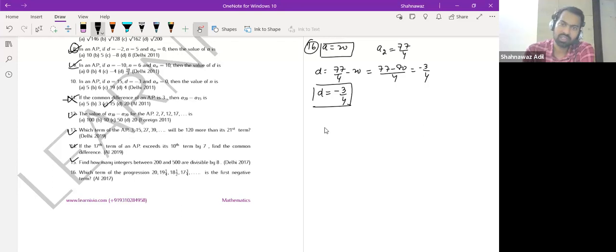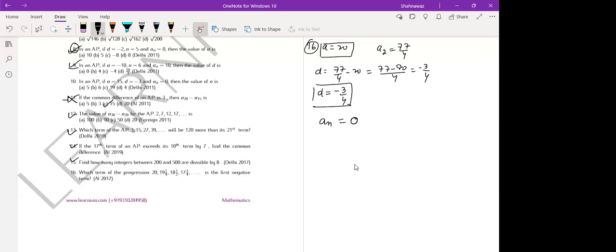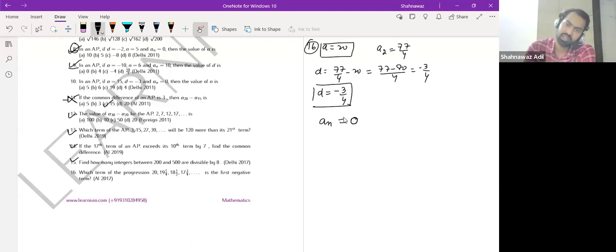So what we do is let us equate it to 0. This will tell us what is the term which will be nearly 0. What people do is they equate the nth term to less than 0, but let us put it to 0.